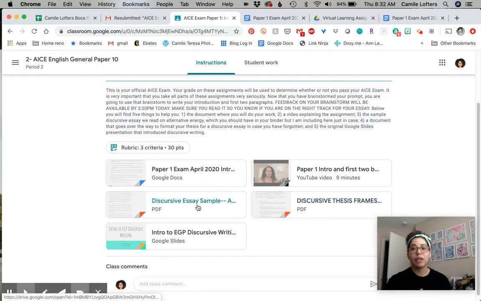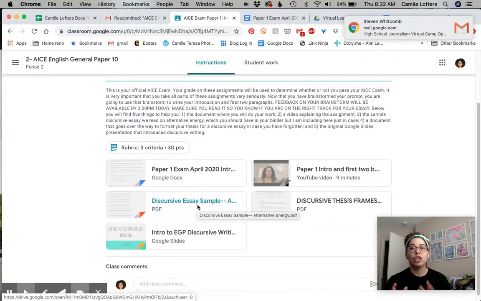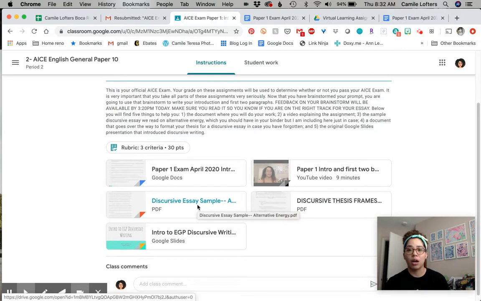You need to look at that discursive essay sample again, look at how she structures her introduction, and then look at how she structures her pro and con paragraphs. Also remember, in that sample essay, she writes a series of short paragraphs. I told you guys, instead of doing that, you're going to be writing your one body paragraph, but you just need to make sure that each body paragraph has two examples.